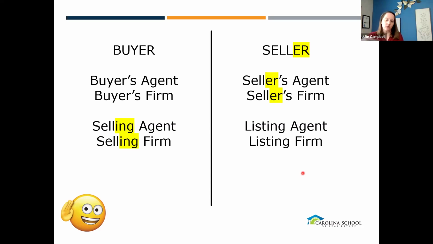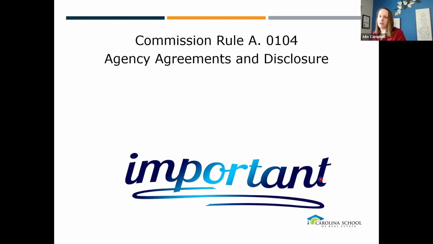And we're talking about law and rule. We're starting to introduce you to law and rule. I don't ask you guys to read much with law and rule, but one rule I think you should read is Commission Rule A.0104, which is all about our agency agreements and disclosures. I have this for you in the online learning system under the Julie folder. Commission Rule 58A.0104.